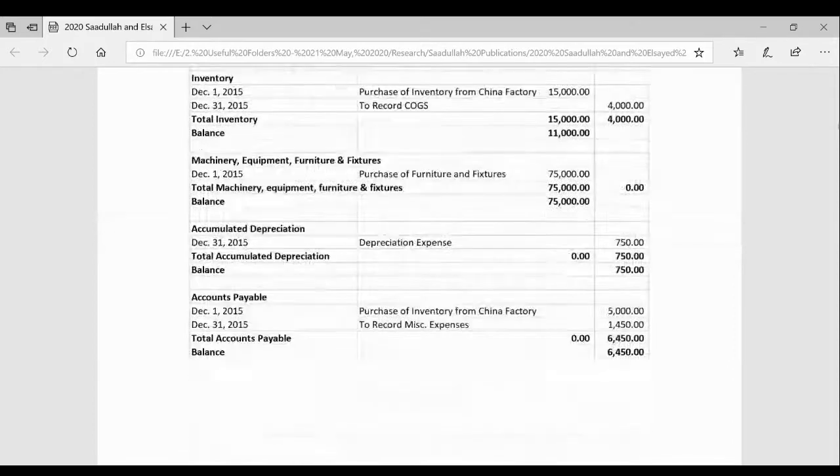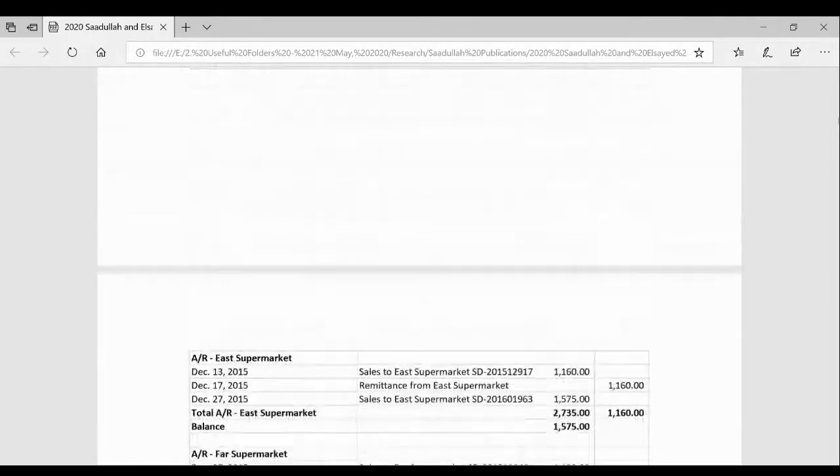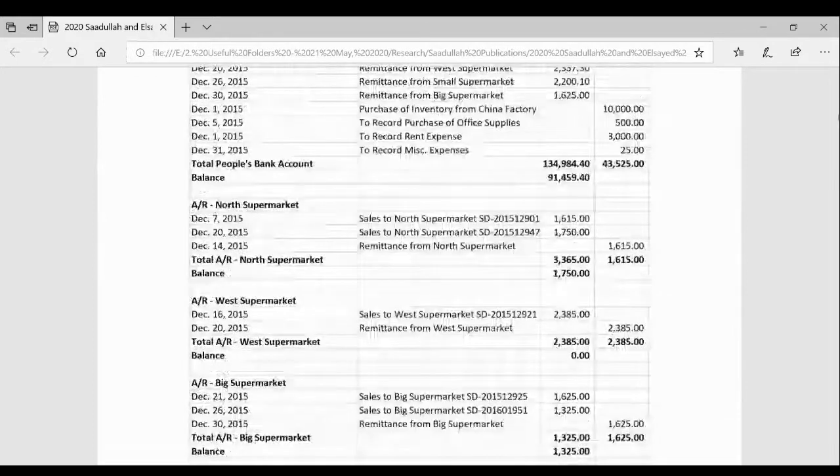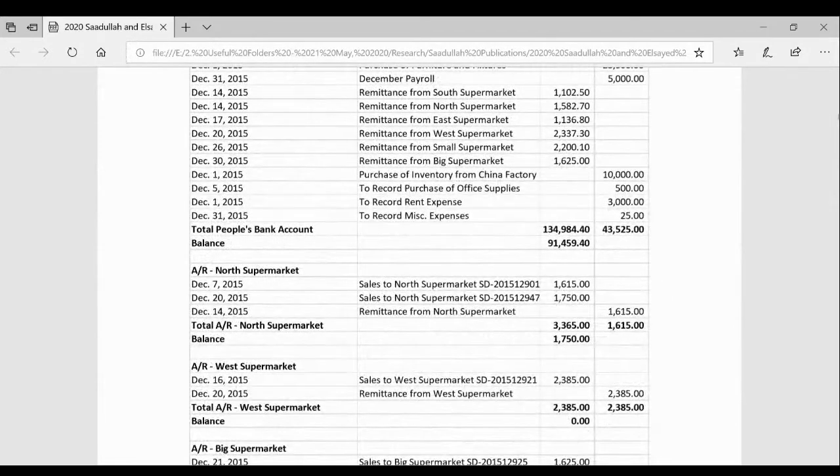We want to make sure that the debit of this is recorded in the accounts receivable of North Supermarket. So if we go up into the general ledger, we will find an accounts receivable of North Supermarket right here. You see the same debit is recorded here, 1,615. Do you see that? So both of these items are classified in the right account. So this is checking the classification. You take a sample of transactions from the general ledger, and you want to make sure that they are recorded in the right place. Is that clear? Are you following?